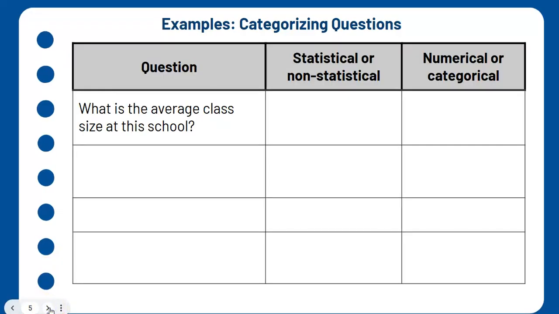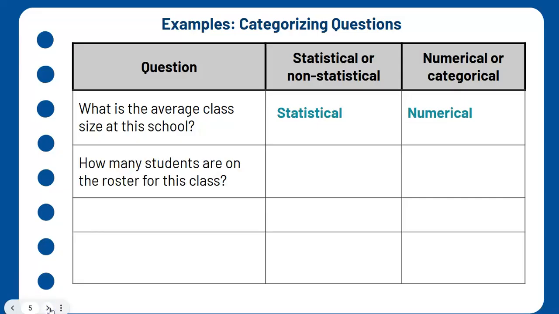Let's look at this table. First, let's determine what is the average class size at this school. Is it a statistical or non-statistical question? If we collected data for this question, would we expect variability? We would expect different answers from different classes for this question. Therefore, it is a statistical question and shows variability because there's going to be different answers for different class sizes. This question is collecting data regarding class size. This means we would express our answers with a number. This means we would collect numerical data to answer this question.